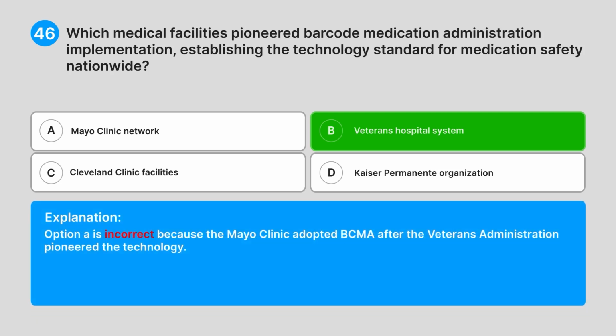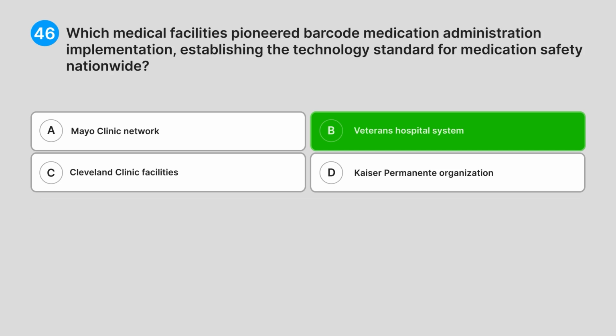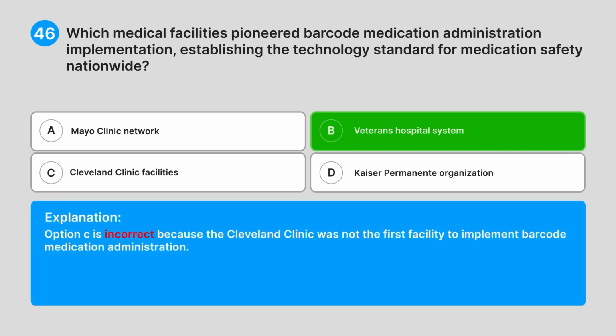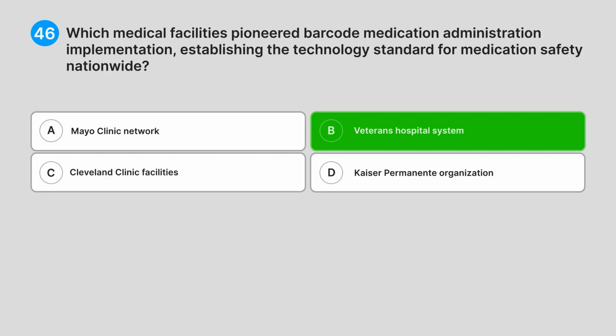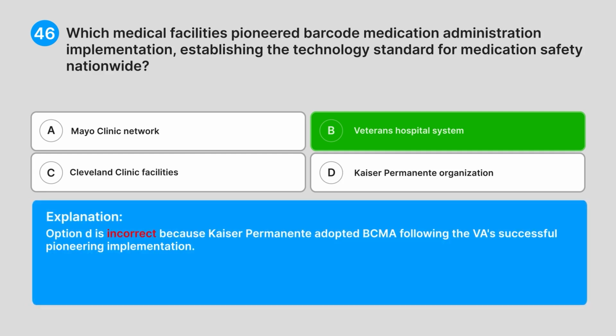Option A is incorrect because the Mayo Clinic adopted BCMA after the Veterans Administration pioneered the technology. Option C is incorrect because the Cleveland Clinic was not the first facility to implement barcode medication administration. Option D is incorrect because Kaiser Permanente adopted BCMA following the VA's successful pioneering implementation.